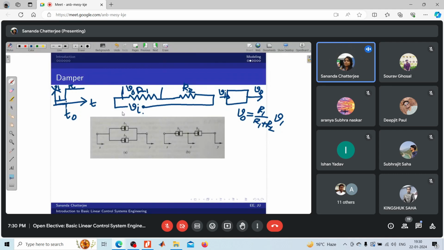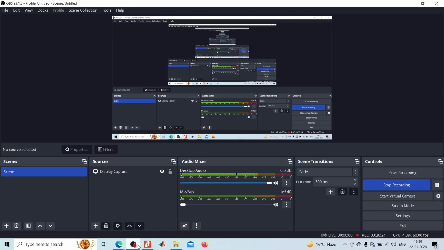Say if we connect two dampers B1 and B2 in parallel, what will be the equivalent damping between these two points? What will be the equivalent damping for this? We have assumed there are two dampers B1 and B2 connected in parallel. This point has a displacement x, and this point has a displacement y.